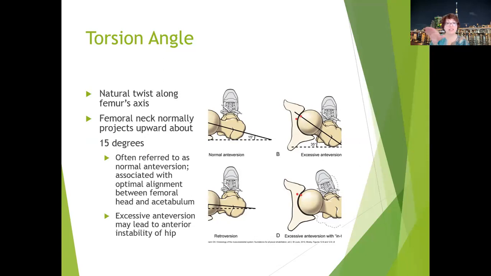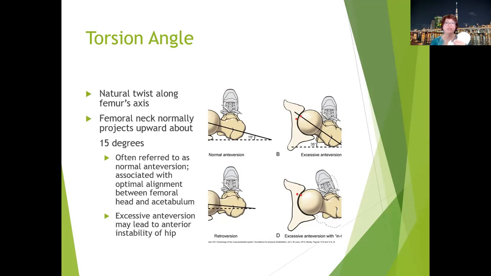So excessive anteversion can lead to anterior instability of the hip. So if the angle of torsion were excessively anteverted, the anterior part of the hip would be more likely to dislocate. Okay, so that's just instability in the hip.